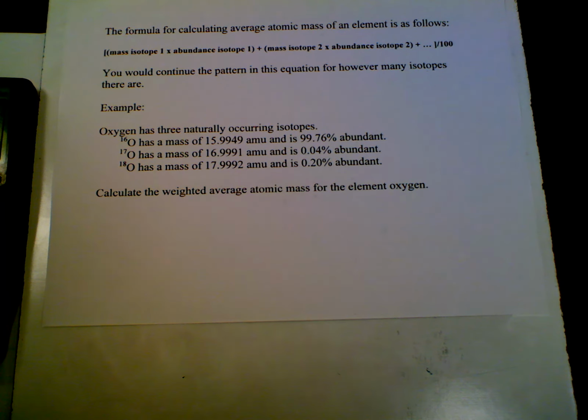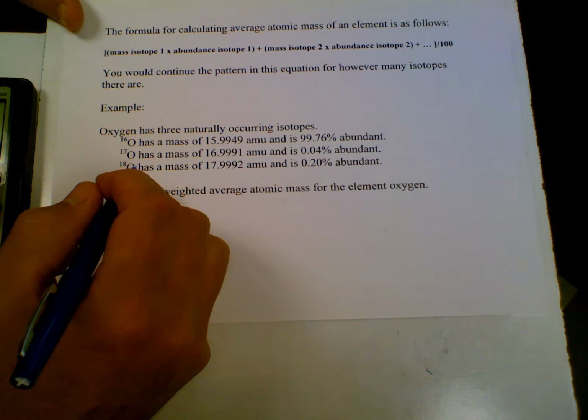So the pattern is to take the mass of the isotope and multiply by its abundance as a decimal. Do that for each isotope: isotope 2 and its abundance as a decimal, isotope 3 times its abundance as a decimal. Add that all together and you should get the weighted average. On our periodic tables, we round it to the hundredths place, and that's what we're seeing. So let's set that up.